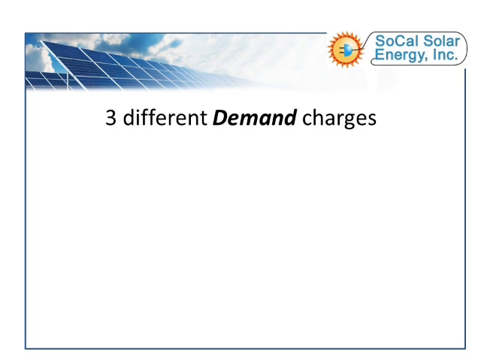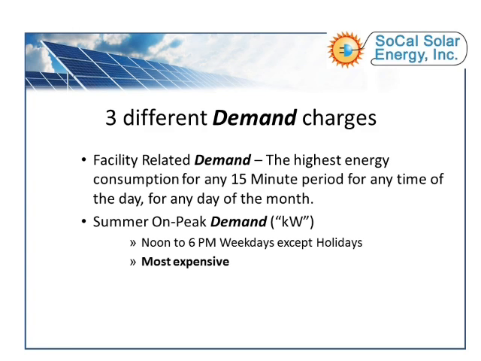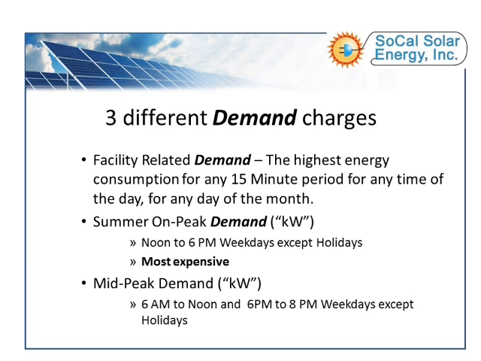There are three different demand charges. Facility-related demand is the highest 15-minute energy consumption for any time of the day, for any day of the month. This includes all 15-minute consumption for on-peak, mid-peak, and off-peak time periods. The on-peak and mid-peak time periods are done separately, using the highest 15-minute energy total in these time periods. The billing charge for each time period is the product of the demand times the demand charge.